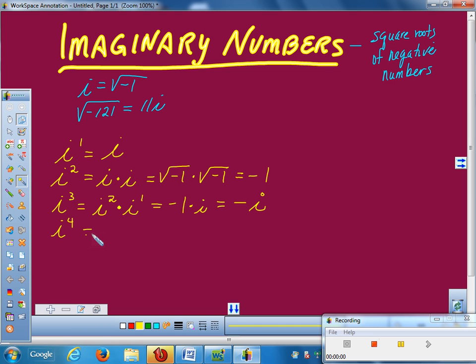Well, how about i to the fourth? I'm still not seeing much. That would be i squared times i squared. Yep. Which would be negative 1 times negative 1. And so now there's your positive 1. So i to the fourth is always positive 1.